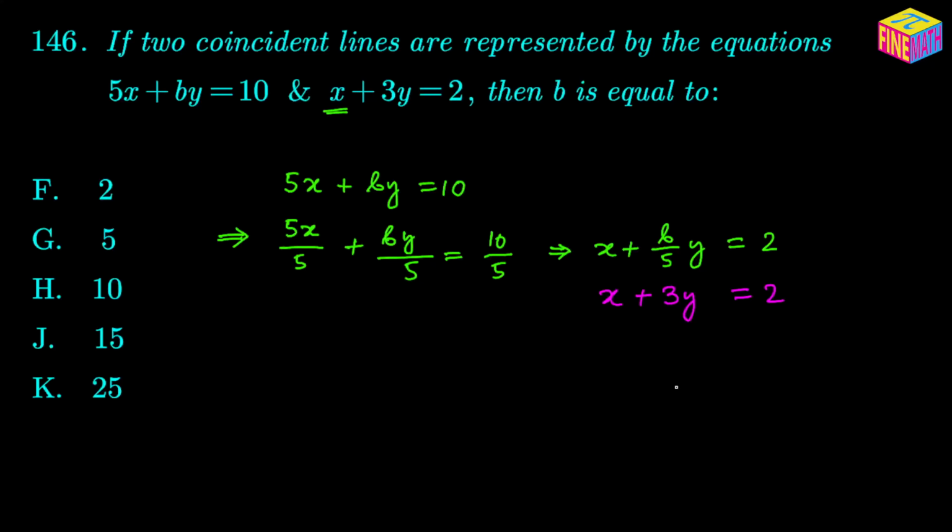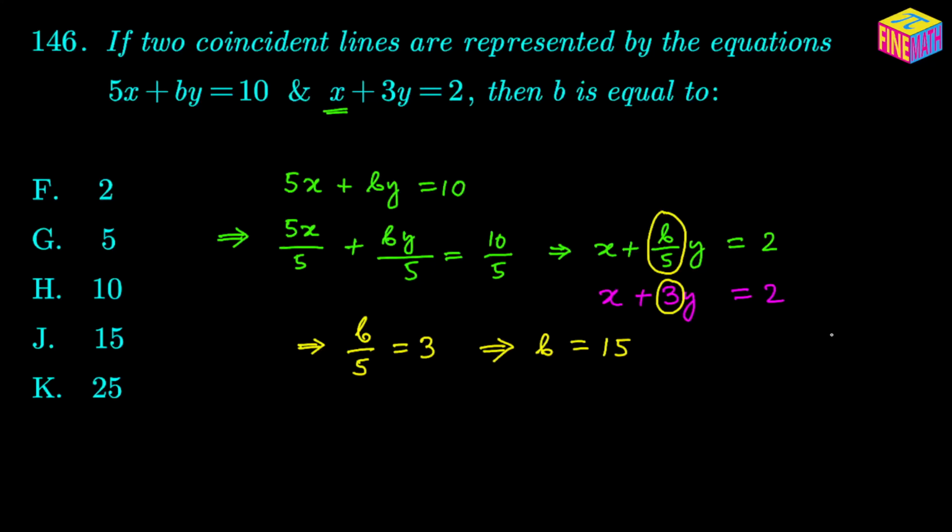And now if we compare the coefficient of y in both of these equations, then you can clearly see that definitely b over 5 must be equal to 3. This b over 5 right here is the coefficient of the y term in the first equation, and the coefficient of the y term in the second equation, they must be equal. And from here, we can easily say that b must be equal to 15.